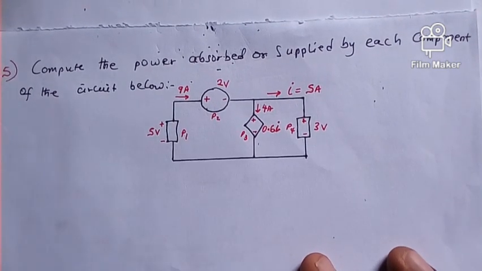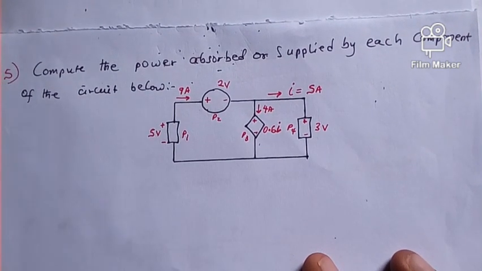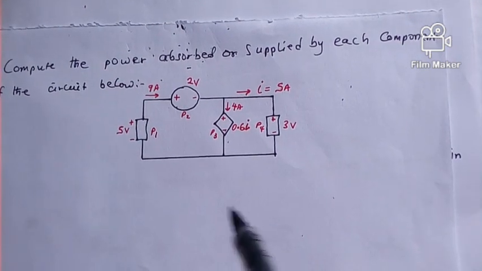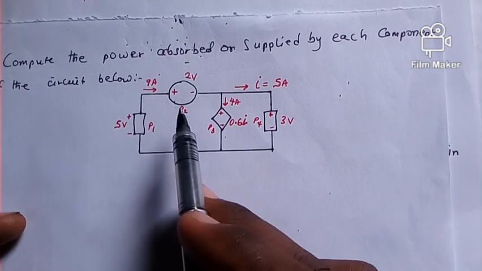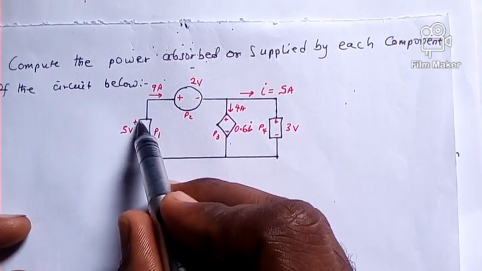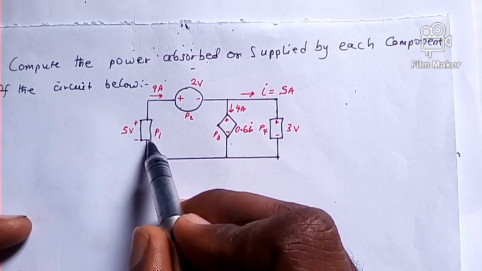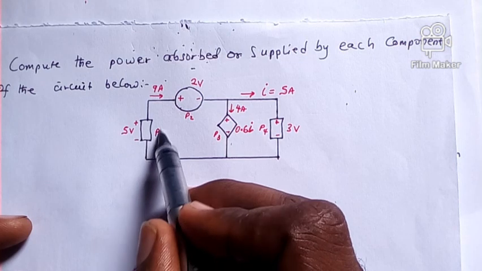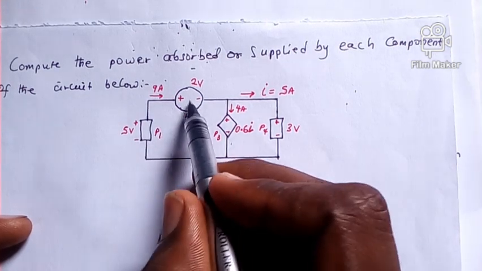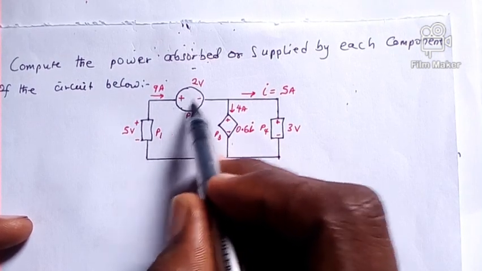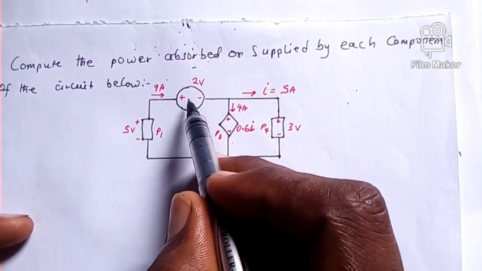It's the power absorbed or supplied by each component of the circuit below. Now let's take a closer look at this circuit. What do we observe? We can see that we have a 5-volt supply to these elements, which looks like a resistor. And we are asked to find the power P1.